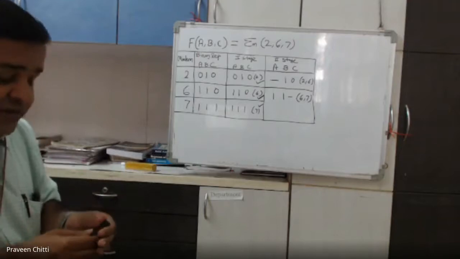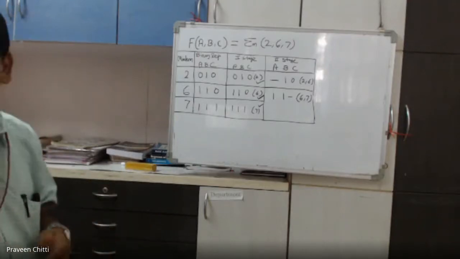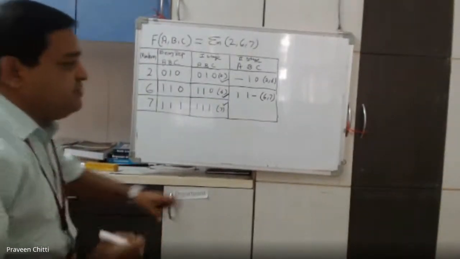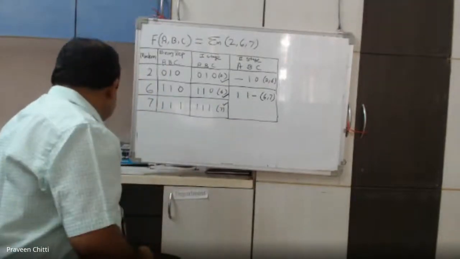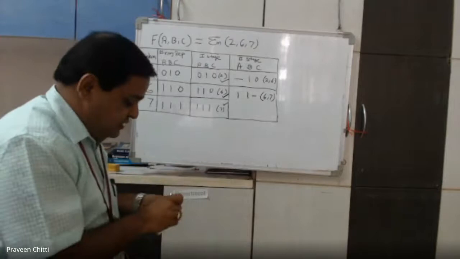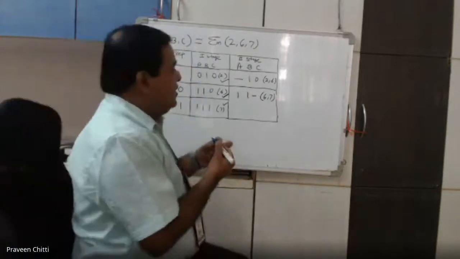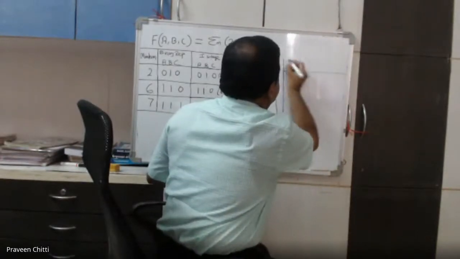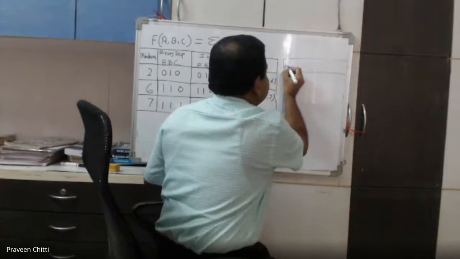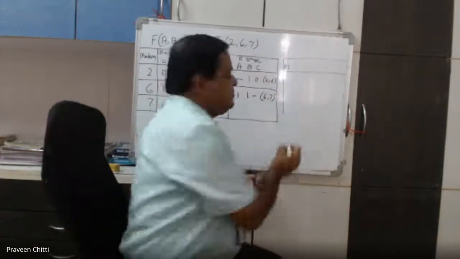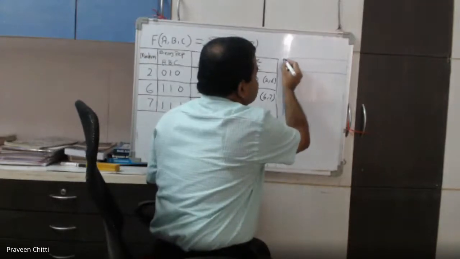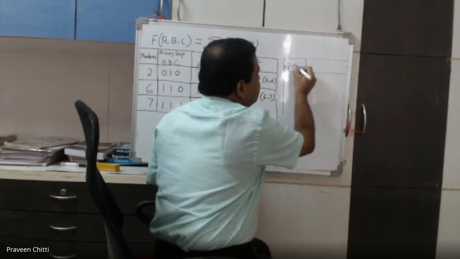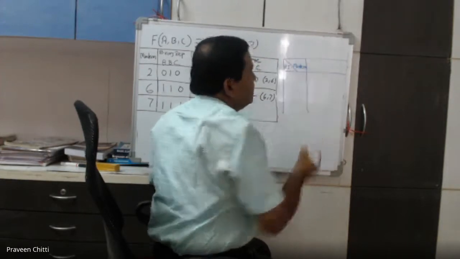Now the second step: we need to draw a prime implicant chart. So how should I draw the prime implicant chart? I'll just try to write here, just check whether it will be visible for you or not. Yes. I will write a prime implicant chart here itself. Here I have to write prime implicant, and min term. How many min terms are we having?